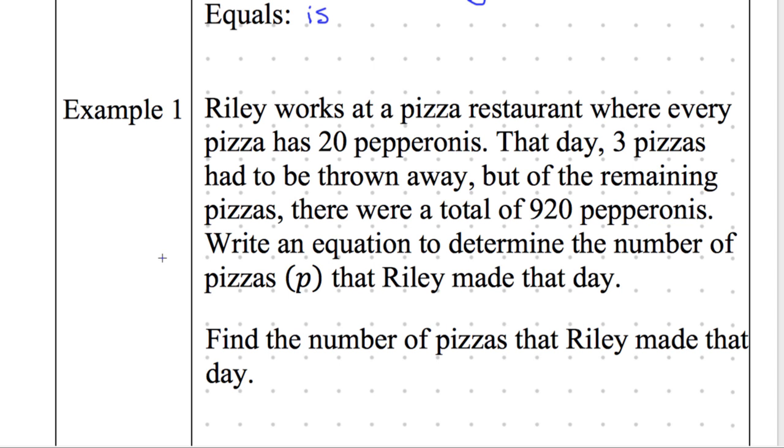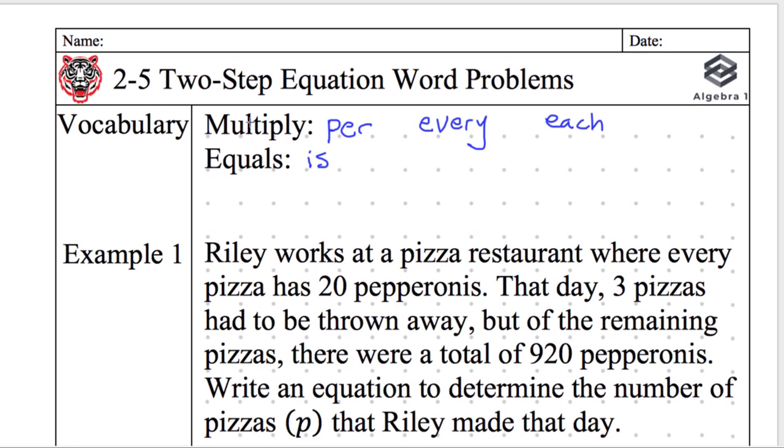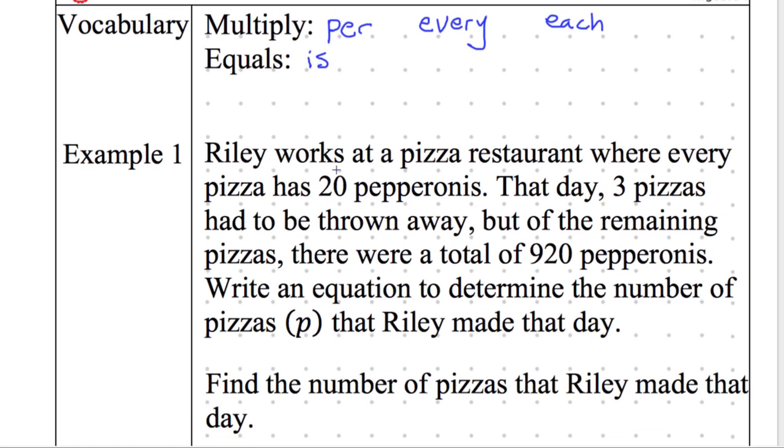All right, cool. So everyone understands the general idea. We know how many pepperonis each pizza has, but there are 3 that had to be thrown away. All right, and then 920 applies to the pizzas that were not thrown away. All right, and we're going to use P somewhere in our equation, and that's going to stand for pizzas. So is there any of these keywords, per, every, each, or is, in here that we can underline that you see?